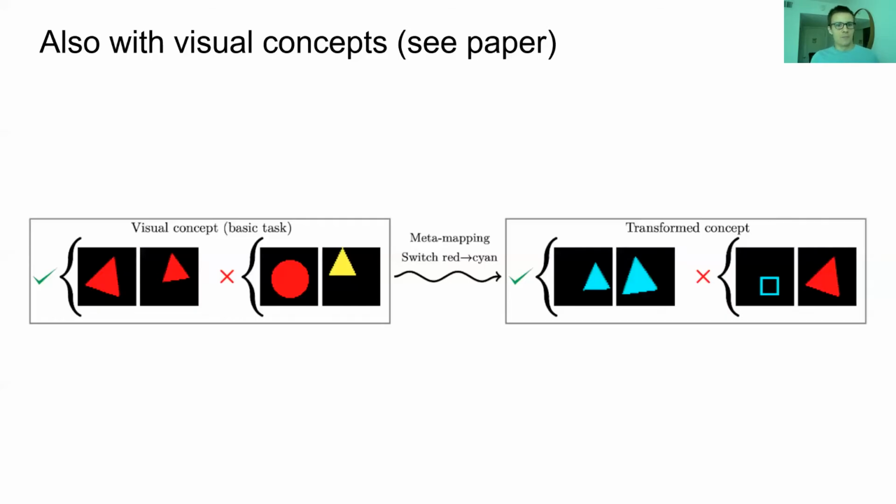And then, yeah, there's one other task domain that I'm not going to tell you about today, which has more complex features and some conceptual structure. Basically, it's like recognizing visual concepts such as red triangles, blue circles, and so on.